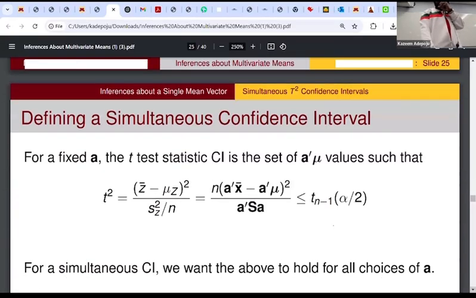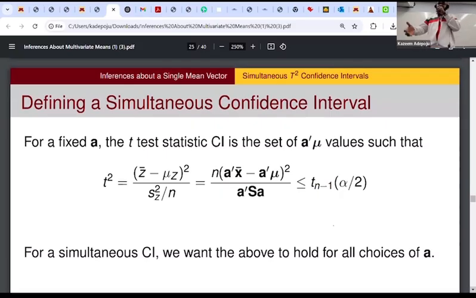One of the approaches is to consider the simultaneous uppercase T-squared confidence interval. The one we considered before was the classical T approach. But the one we want to consider right now is the simultaneous one. Simultaneous means it's going to conduct everything at a time. We're not going to have so many tests. It's just going to be once.